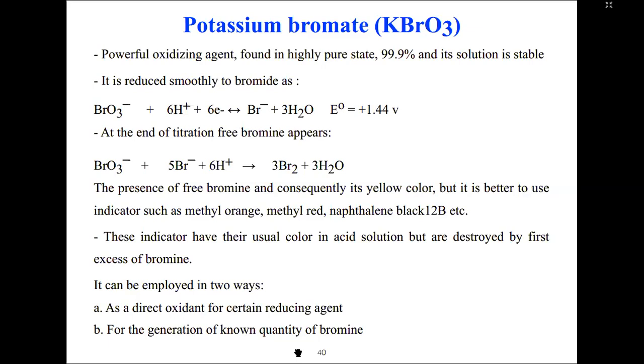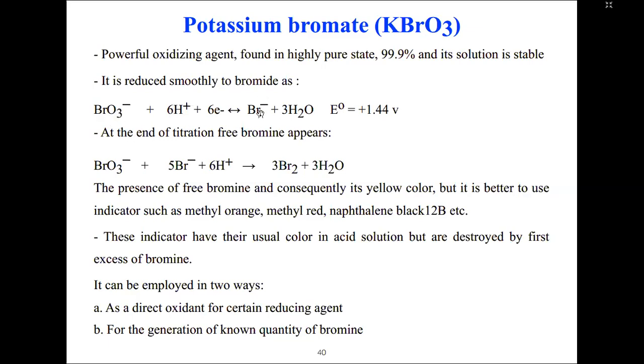Potassium bromate, the formula of potassium bromate is KBrO3. So potassium is K and bromate is BrO3. It is a very powerful oxidizing agent. It can be found in pure state and its solution is stable. It is really good. That's why we need to study it. Remember that.